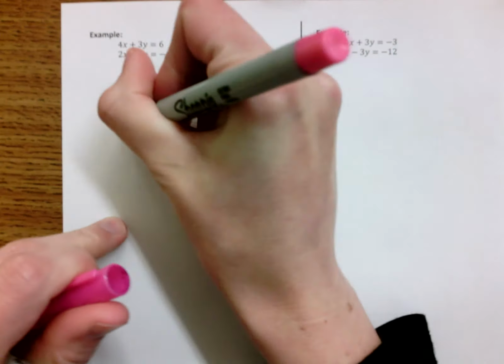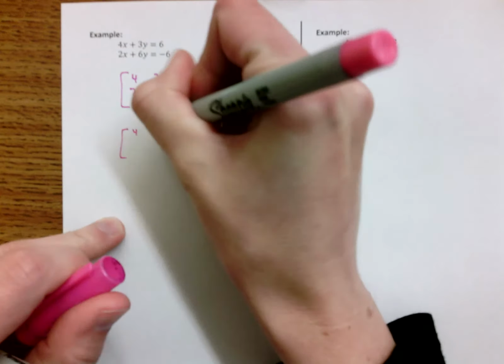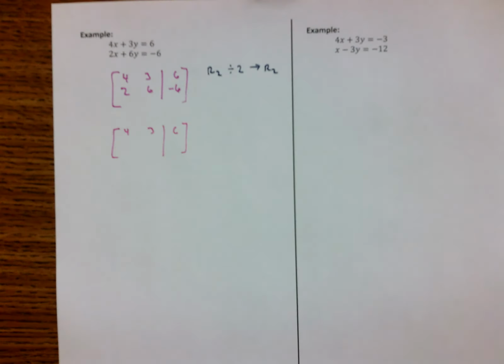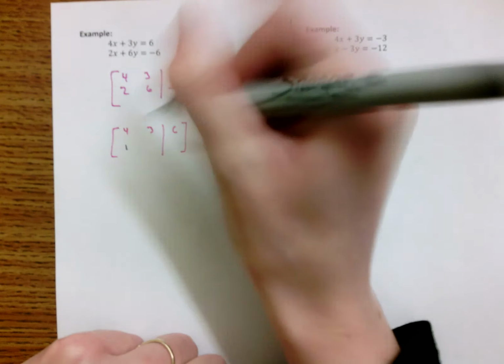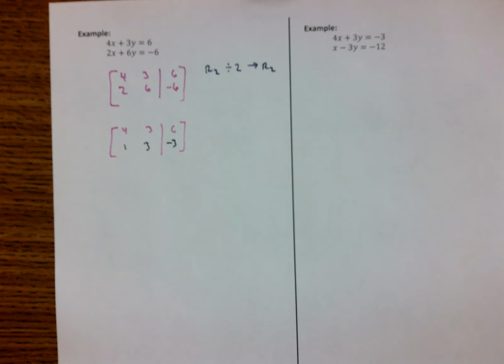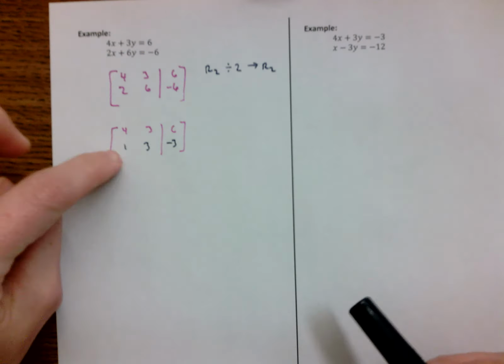Okay, so the top row I'm not doing anything with yet, so I'm just going to recopy that. And then the bottom row, I'm just dividing every number by 2. So 2 divided by 2 is 1, 6 divided by 2 is 3, negative 6 divided by 2 is negative 3. All right, and now we've got a 1. Okay, but I need my 1 to be up top, right?